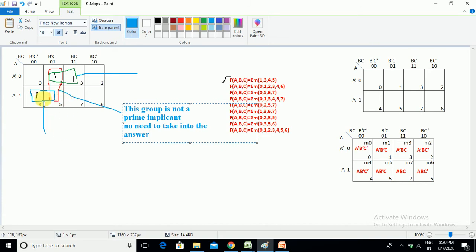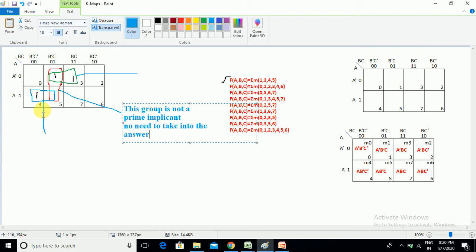The blue color group is a prime implicant. There are 2 cells, one is in the overlap but one is left without overlap, so it is considered a prime implicant. In the green color group also, there are 2 cells, one cell is in the overlap and the other is left without overlap. In any group, at least one cell should be left without overlap, then it is called a prime implicant. But in the red color group, both cells are overlapped. We should not take it into the answer.